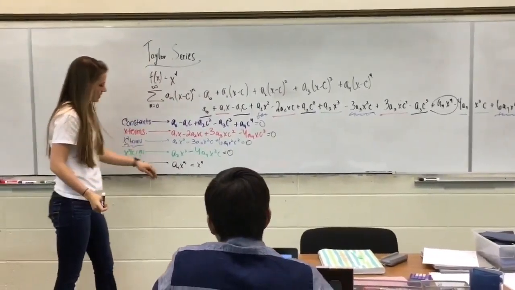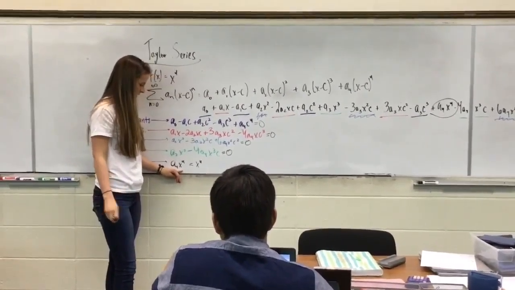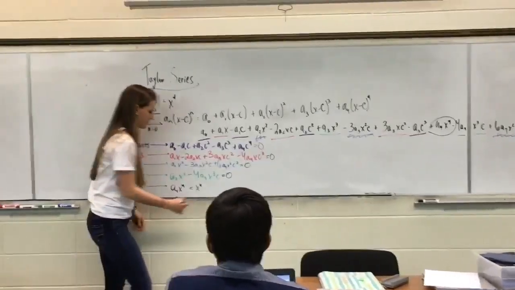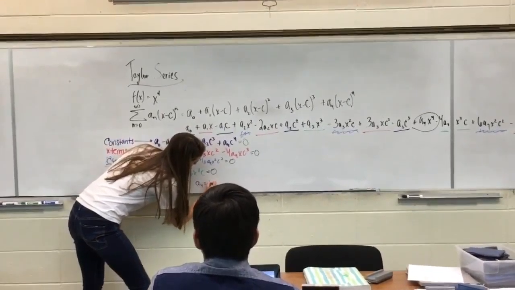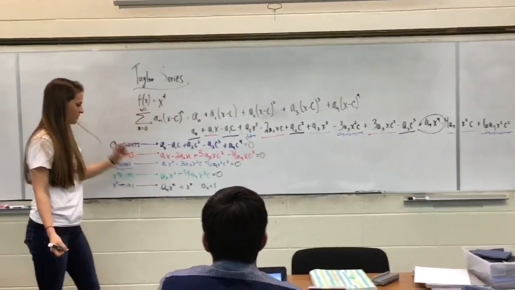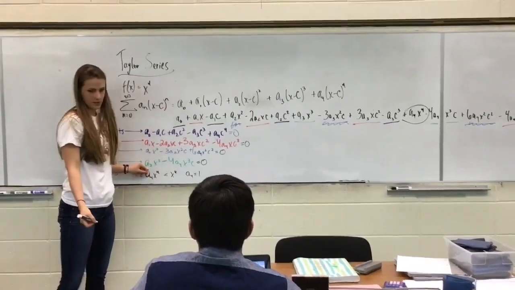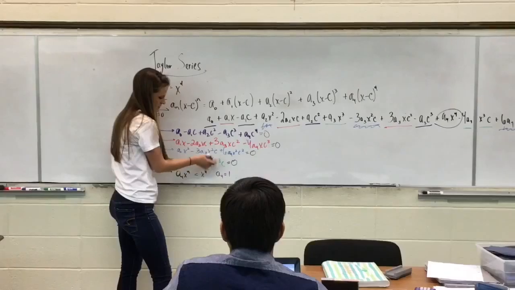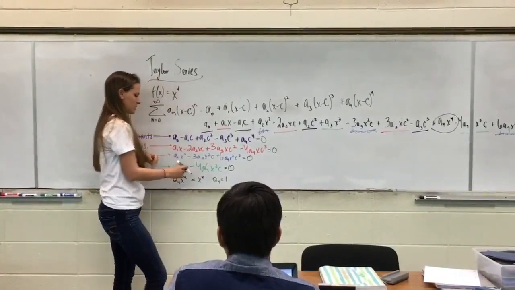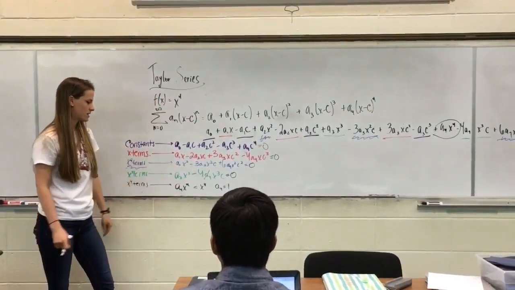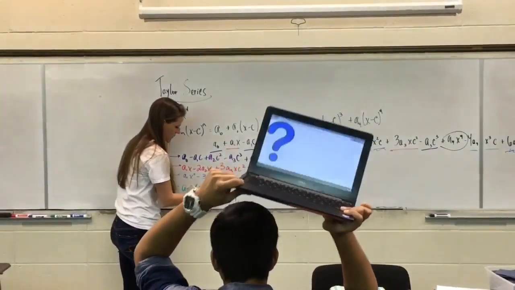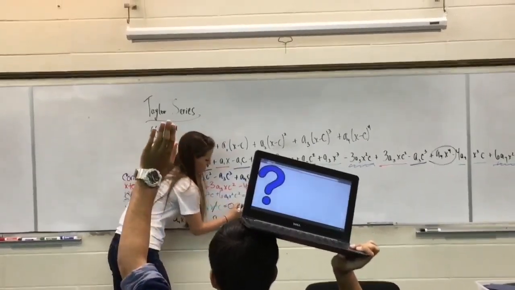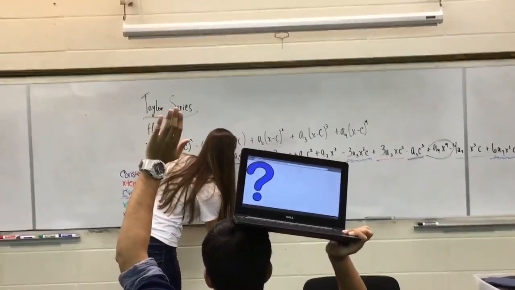Okay, so if we know that a sub 4 x to the 4th equals x to the 4th, then we know that a sub 4 equals 1. So we can write that in, a sub 4 equals 1. And we can use that to find a sub 3. If you plug it in, then you know that a sub 4 equals 1, so you can just mark that out. And if you factor out the x cubes, then you know that that also equals 0, so you can factor those out. Then you bring that over to the other side, and you get a sub 3 equals 4c.